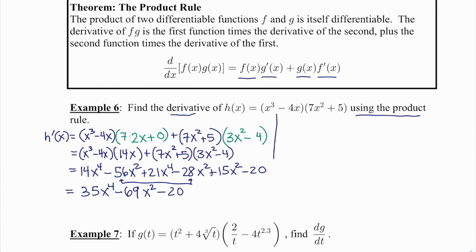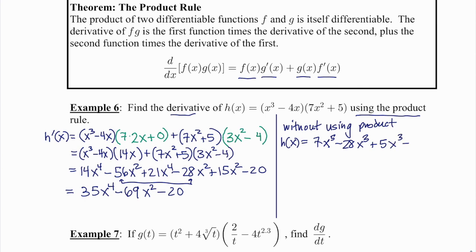And then let's see how we compare that with what we get if we don't use the product rule. If we're not going to use the product rule, we need to instead rewrite h of x before differentiating, because as it is, there are factors involved, so we would need the product rule. But if we want to avoid using the product rule, we can expand h as a first step. If we do that and FOIL, we'll have 7x to the fifth minus 28x cubed plus 5x cubed minus 20x.